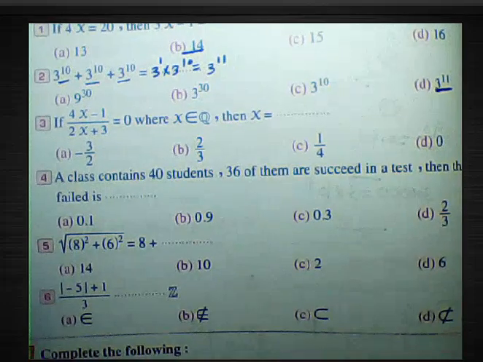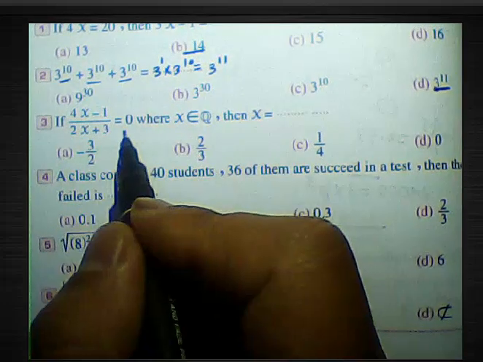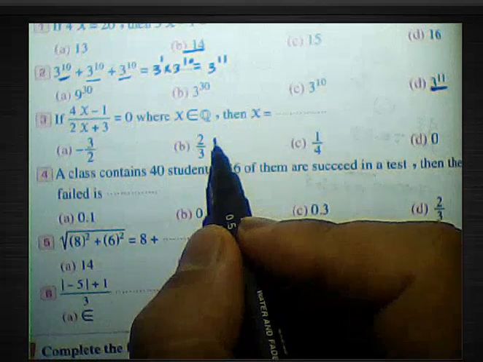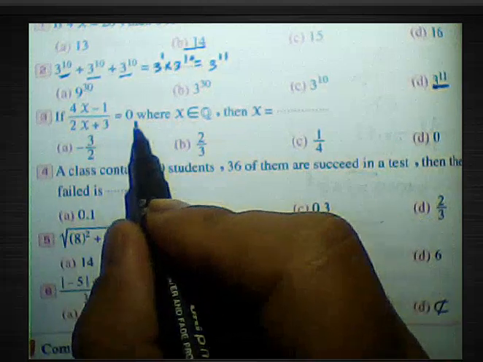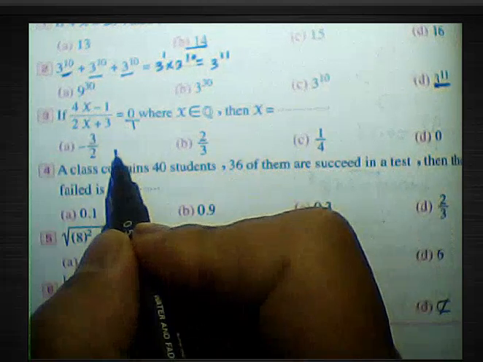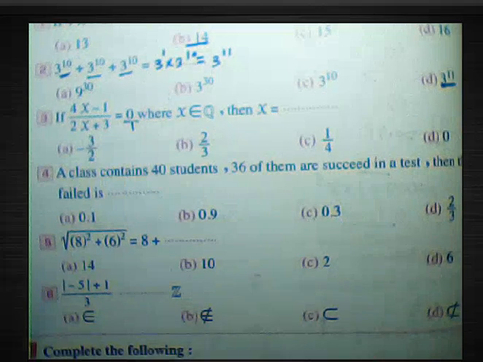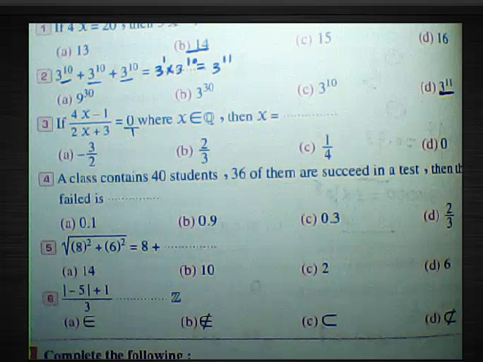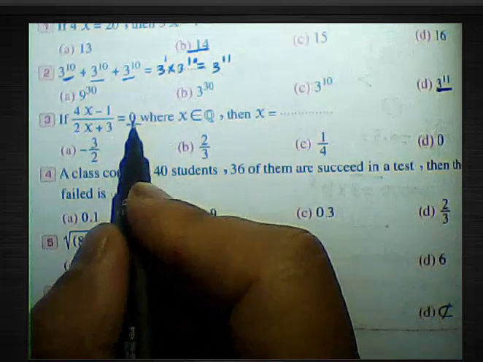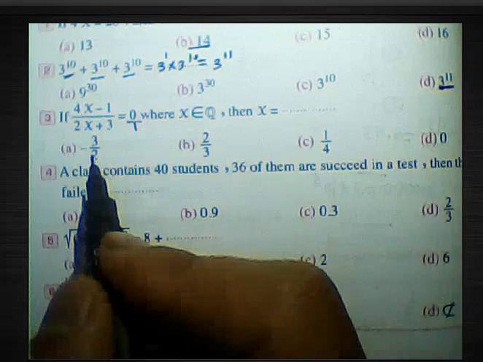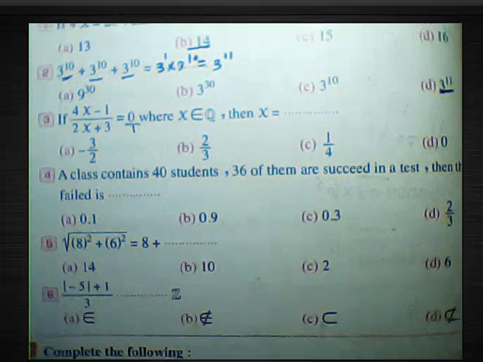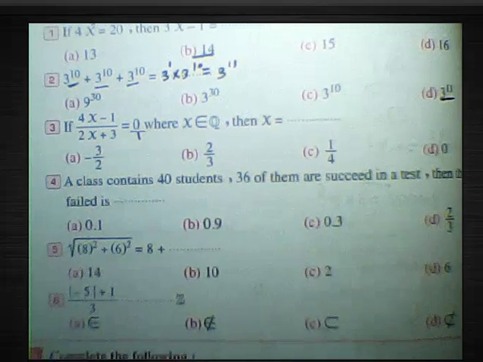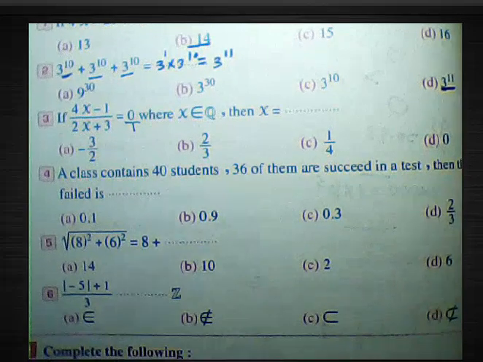Question 3. If (4x minus 1) over (2x plus 3) equals 0, then x equals what, when x belongs to the rational numbers? We can find the result by the product of extremes equals the product of means. Understood? 0 times this space equals 0, and 1 times (4x minus 1) is 4x minus 1. So 4x minus 1 equals 0.